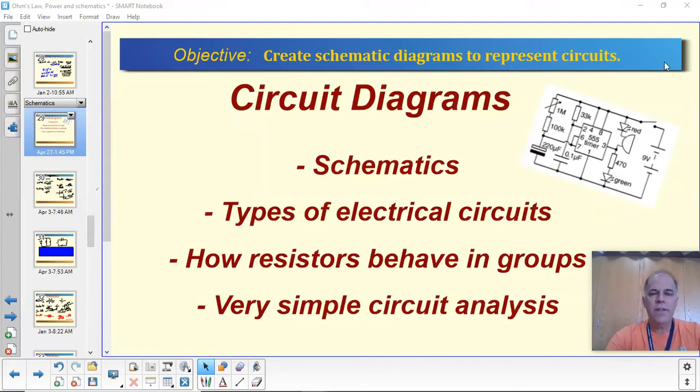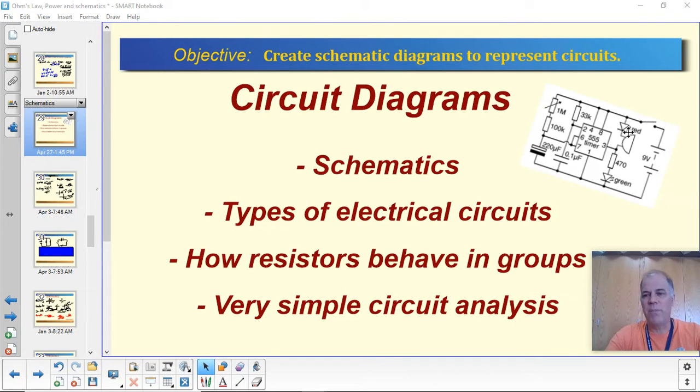Hey guys, today we're going to learn about circuit diagrams. This is a circuit diagram, and I promise you the ones we're learning about are a lot simpler than this one. So to get there, we're going to start off by talking about schematics. A schematic is a stylized drawing, basically symbols on paper to describe circuits.